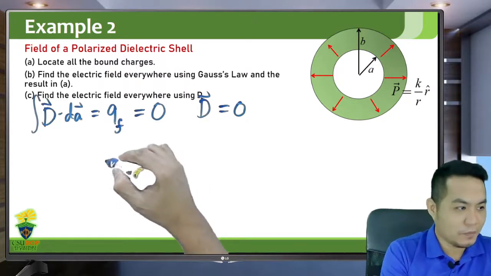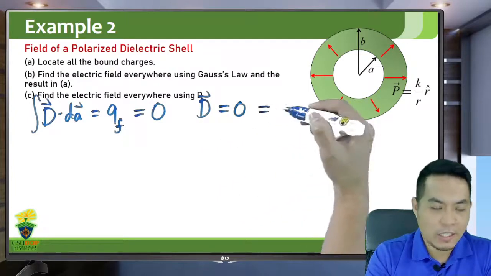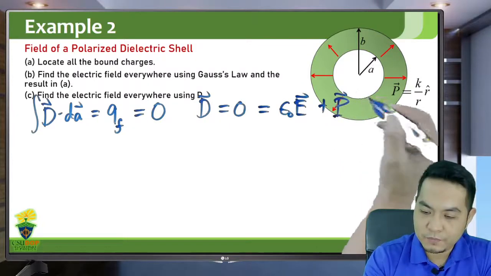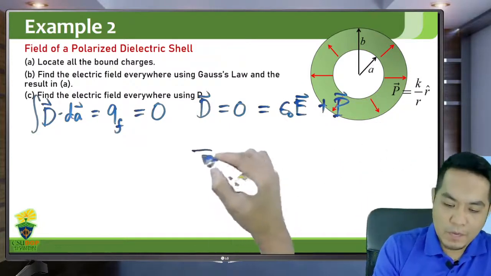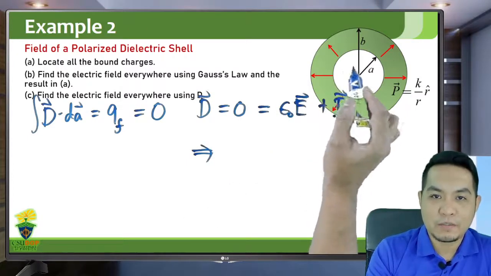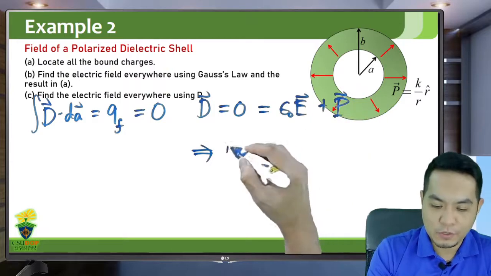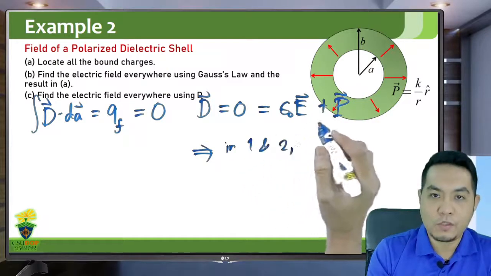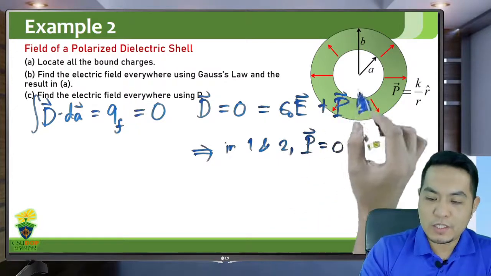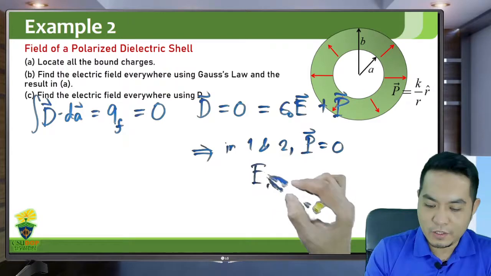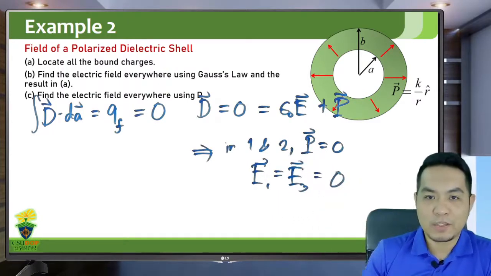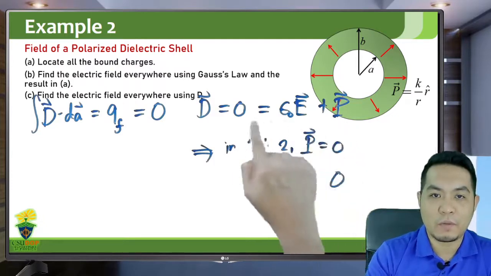So from the formula, D is equal to epsilon naught E plus P, so this implies that for region 1 and region 3, the polarization is actually 0. So this is 0, meaning the electric field E1 and E3 will also be 0, since the polarization is 0. So the electric field must also be 0.